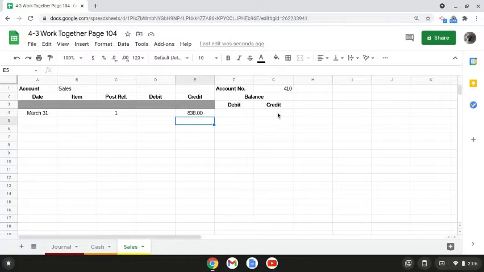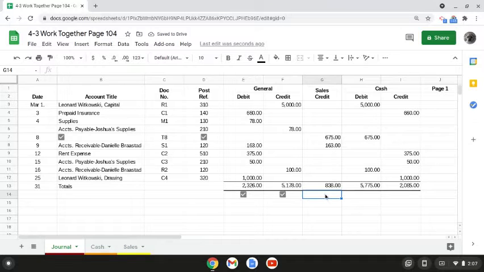And since there was no previous account balance before this, we can just bring the amount forward to the credit balance column. Finally, the last thing that we're going to do here is return back to the journal and put the account number underneath the total, and the account number for sales is 410. We record the account number in parentheses. So that was the sales credit column.